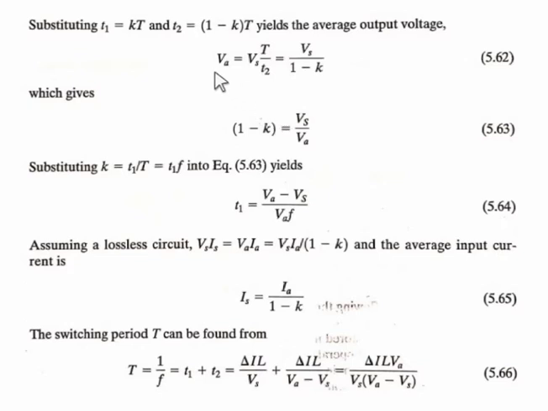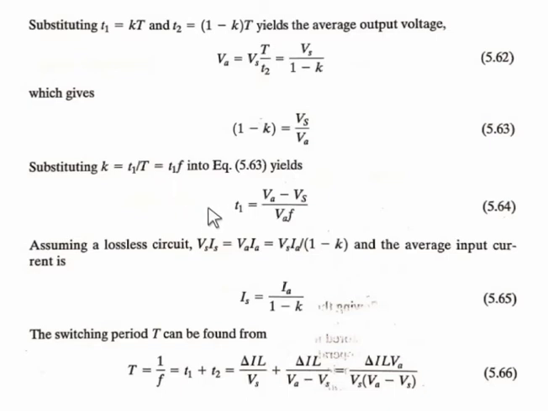Now the output voltage V0 is given by V0 equal to Vs times total time T divided by T2 of time. But T1 is kT, where k is the duty cycle, and T2 is 1 minus k times T. So if we replace T2 as 1 minus k, then 1 minus k becomes Vs divided by V0. So substituting k as T1 by T, and T1 by T equals f, so k equals T1 f.